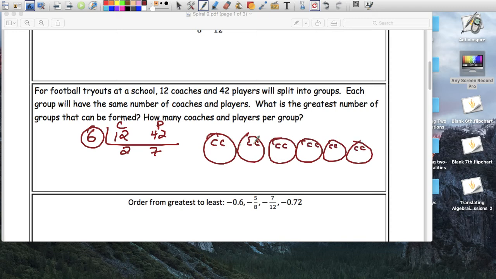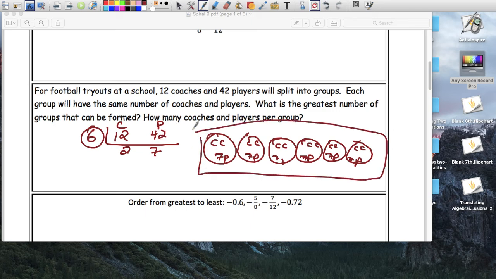Right? And if you add them up, 2, 4, 6, 8, 10, 12, it does give you a total of 12. And 7 players. I'm not going to write P 7 times, but 7 players here, 7 players here, 7 players here, 7 players here, 7 players here, 7 players here: 7, 14, 21, 28, 35, 42. And if you add up all the number of players, it does have to add up to 42. So this is the interpretation that I have based on our GCF.